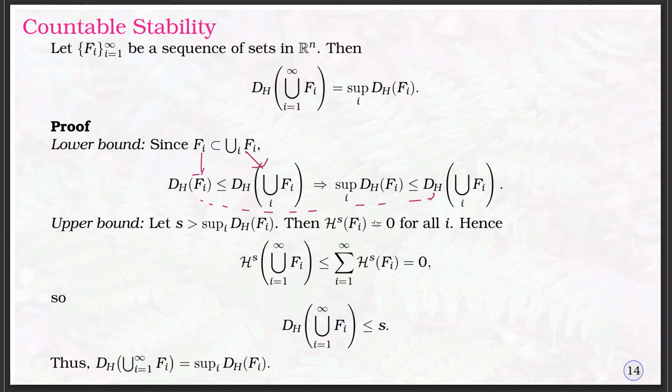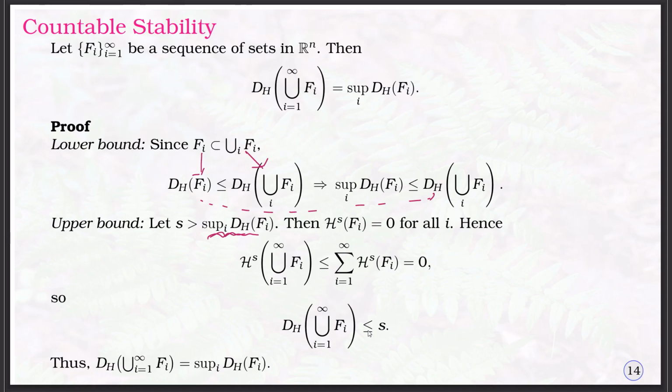For the upper bound, on the other side, let s be any number greater than the supremum of dimH of F_i. Then H^s of F_i equals 0 for all i, because this is the Hausdorff dimension. If we take s greater than this quantity, then H^s of F_i equals 0 for all F_i. Hence H^s of the union is less than or equal to the sum of H^s of F_i, which is equal to 0. Therefore dimH of the union of F_i is less than or equal to s. So this implies that dimH of the union of F_i equals the supremum of dimH of F_i.